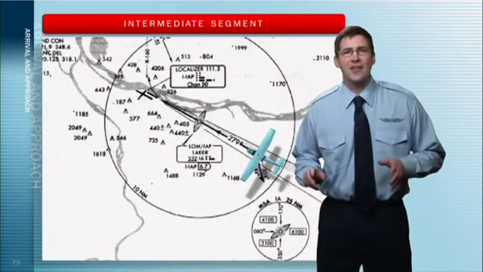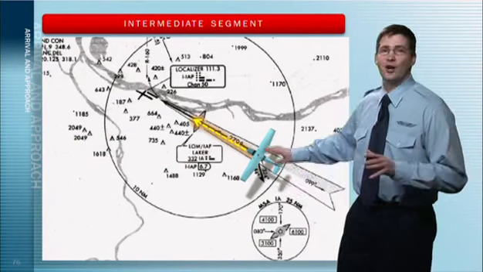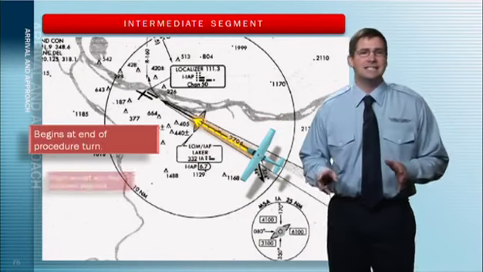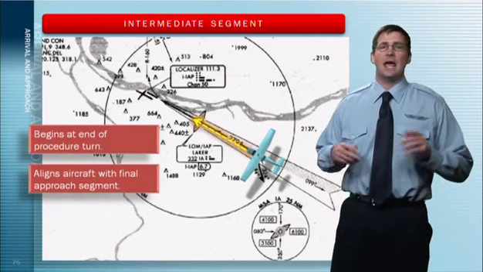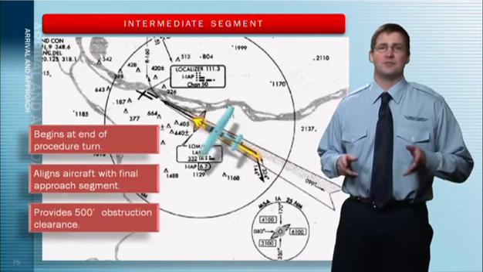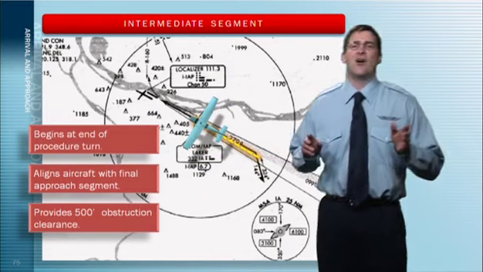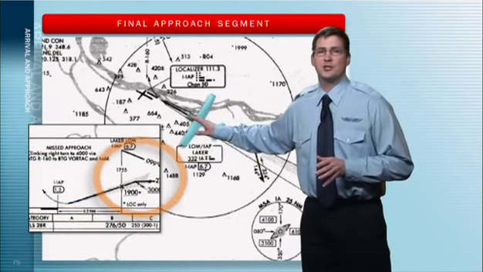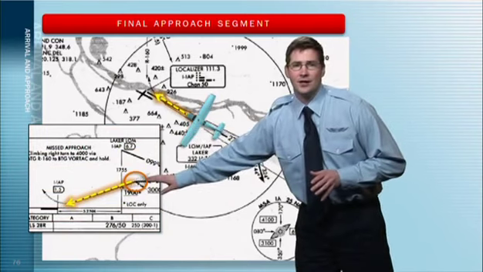Now let's take a look at the intermediate segment shown here, which begins at the end of the procedure turn, aligns the aircraft with the final approach segment, and provides at least 500 feet of obstruction clearance. Now, here is the final approach segment we see right here. Here's a close-up of the final approach segment down here.